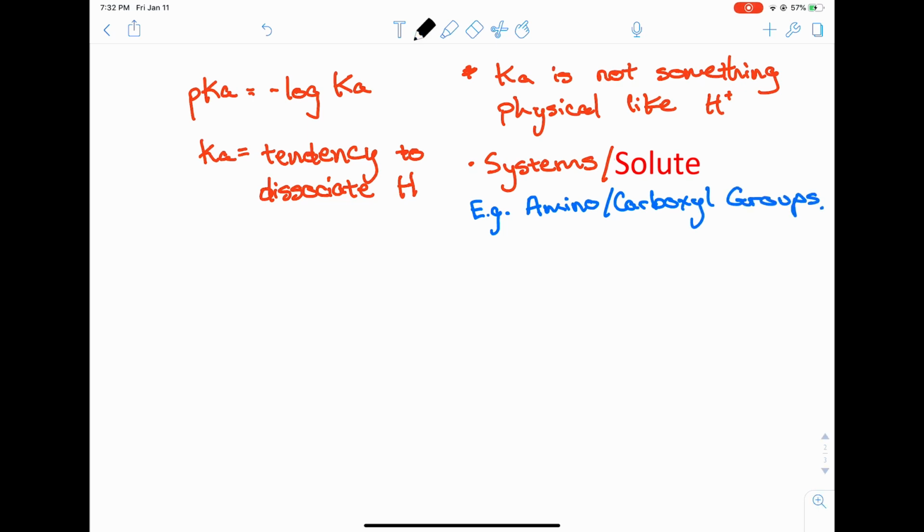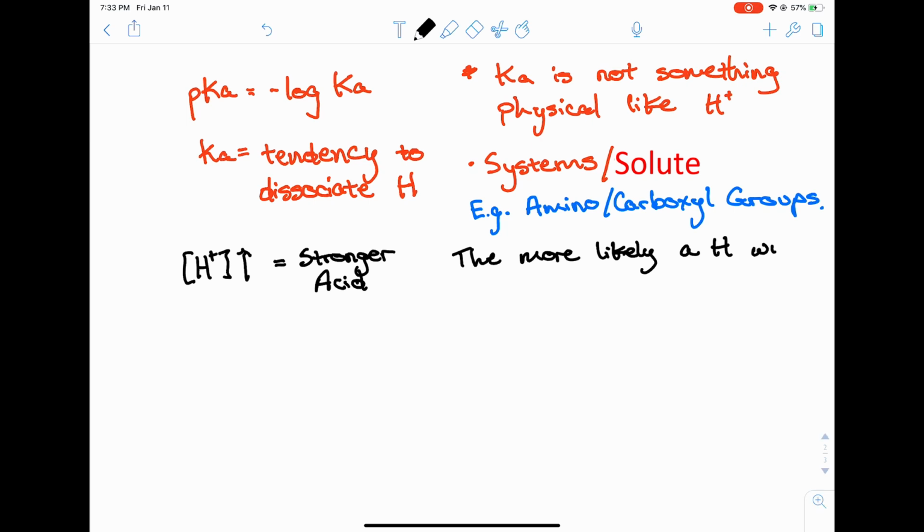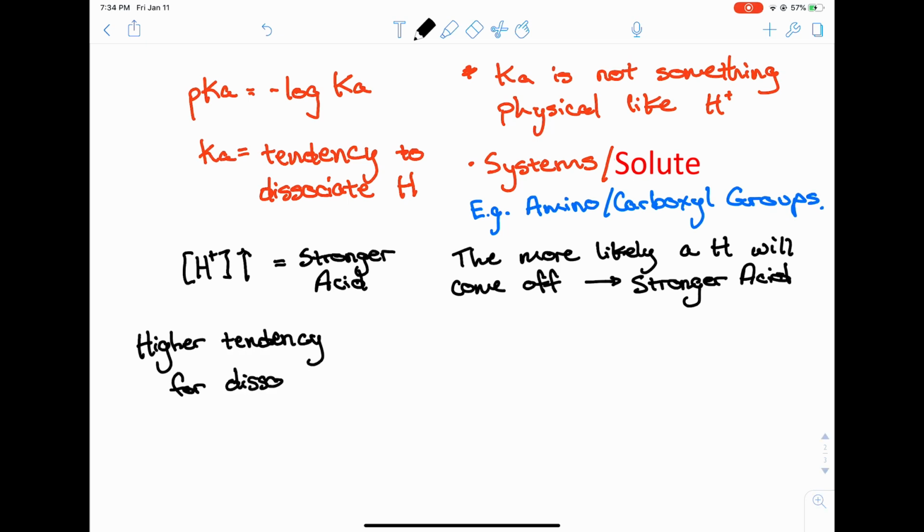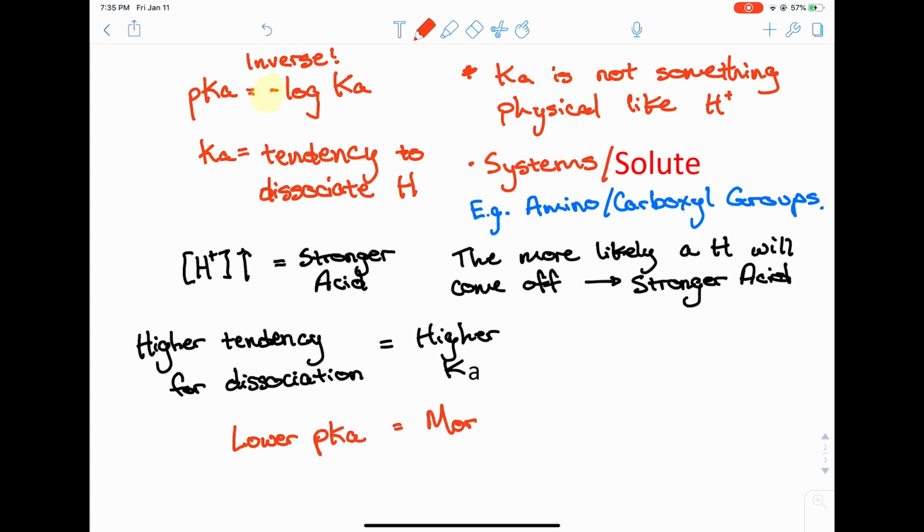Since increasing the H plus will increase the acid strength, the more likely a hydrogen will come off of the system and end up in the surroundings, the stronger the acid. Higher tendency for dissociation means a higher K value. However, just like the pH equation, there's a negative sign, which means K has an inverse relationship with pKa values. Overall, this means that the lower the pKa value, the more acidic that species or system is.